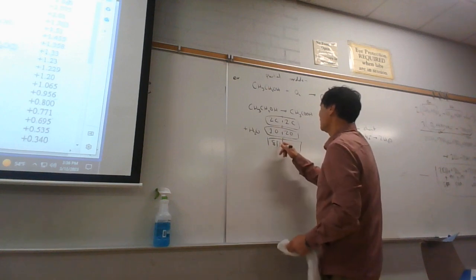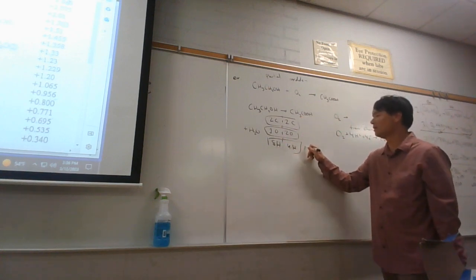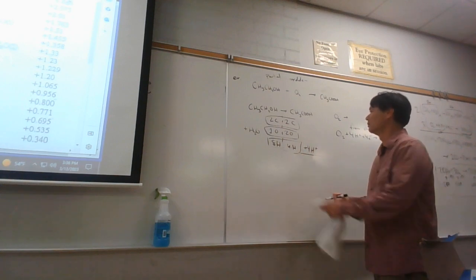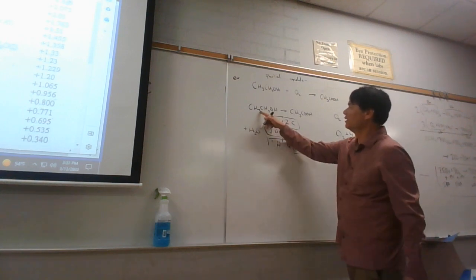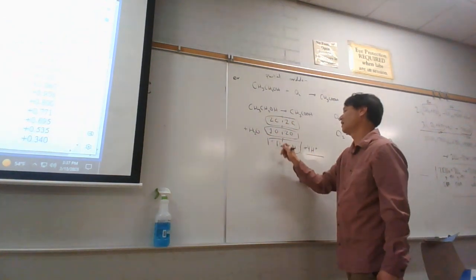8 hydrogens on the left, 4 hydrogens on the right. And so I'm going to add 4H plus to the right. Don't we just have 6 hydrogens on board? Oh, yeah, right, 6. Well, 3, 4, 5, 6, 7, 8. 8.